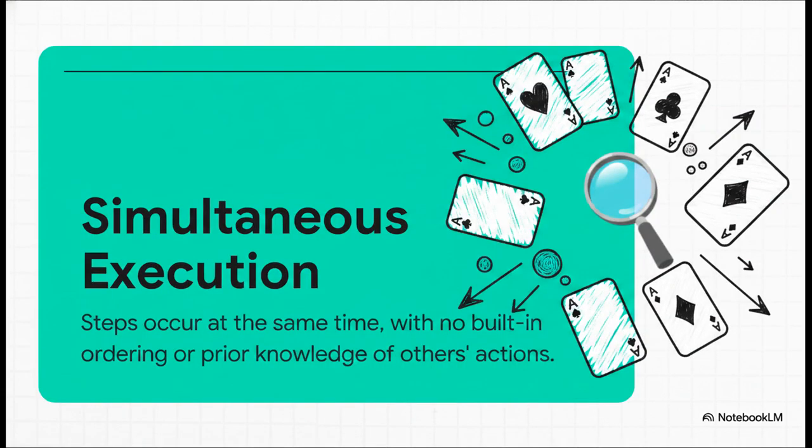Now, contrast that with simultaneous execution. This is where tasks just fire all at once, concurrently. The defining trait here is what we call informational blindness. Basically, no single process has any prior knowledge of what the others are doing. It's literally like throwing down cards in a high-stakes blind auction. It's independent, it's instantaneous, and man, is it radically fast.